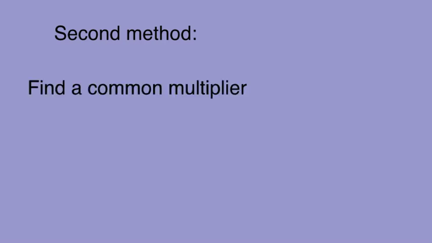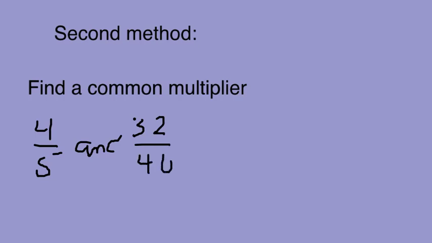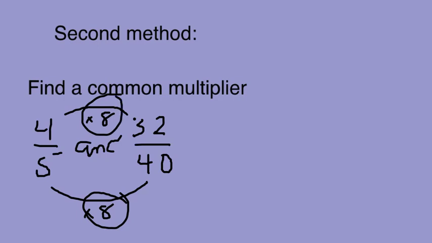The second method that we're going to talk about today is called finding a common multiplier. So let's look at our example, 4/5 and 32/40. And what I'm looking to see is, what did I multiply 4 times to get to 32? Well, I multiplied times 8. What did I multiply 5 times to get to 40? Well, I multiplied times 8. If these two numbers are the same, then yes, they're going to be proportional.